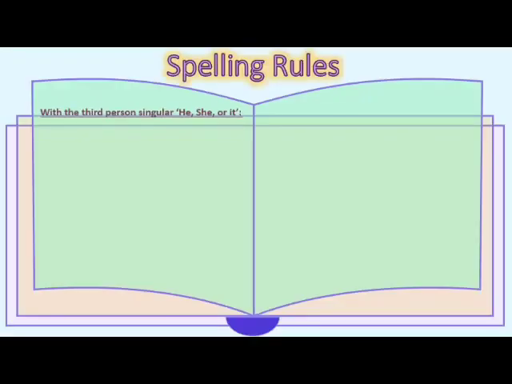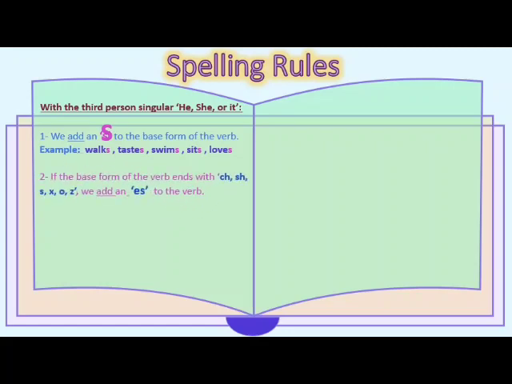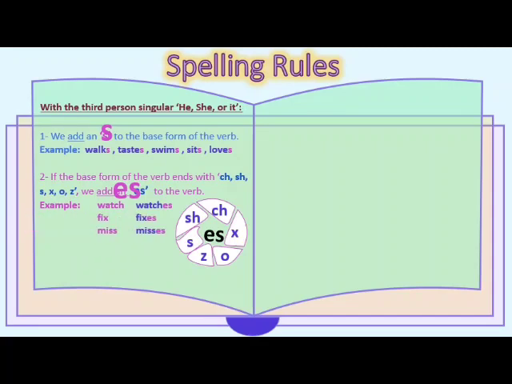The spelling rules. Number 1, with the third person singular, he, she, or it, we add an s to the base form of the verb. For example, walks, tastes, swims, sits, loves. Number 2, if the base form of the verb ends with ch, sh, s, o, or z, we add es to the verb. For example, watch, watches, fix, fixes, mess, messes, go, goes, wash, washes, quiz, quizzes.